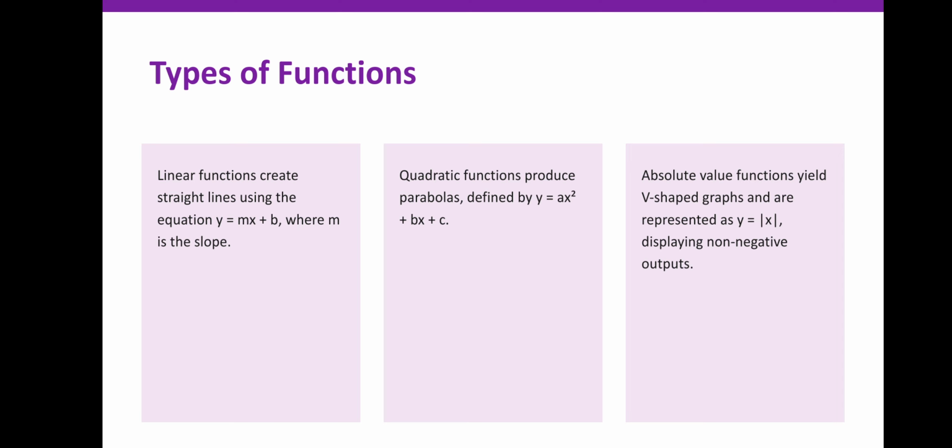Quadratic functions produce parabolas defined by y = ax² + bx + c. Absolute value functions yield V-shaped graphs and are represented as y = the absolute value of x, displaying non-negative outputs.